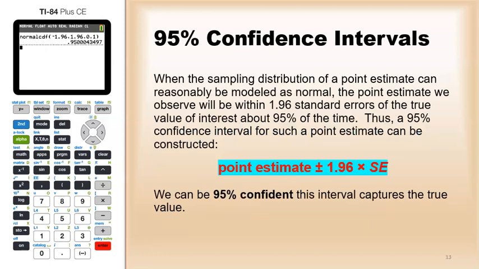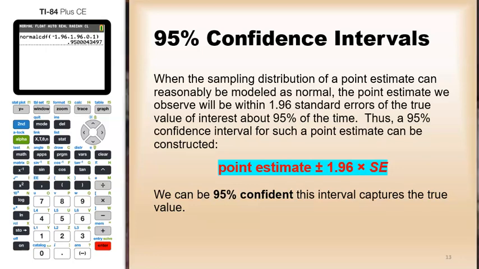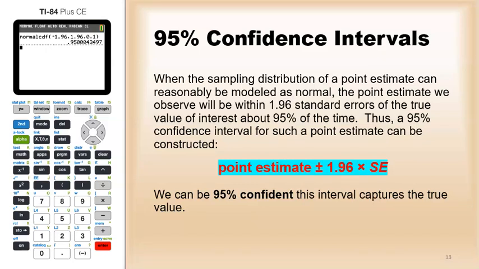Okay. In general, when the sampling distribution of a point estimate can reasonably be modeled as normal, the point estimate we observe will always be within 1.96 standard errors of the true value of interest about 95% of the time. Thus, a 95% confidence interval for the point estimate can be constructed using whatever the point estimate is, plus or minus 1.96 times the standard error. So we can be what's called 95% confident that this interval will capture the true value.